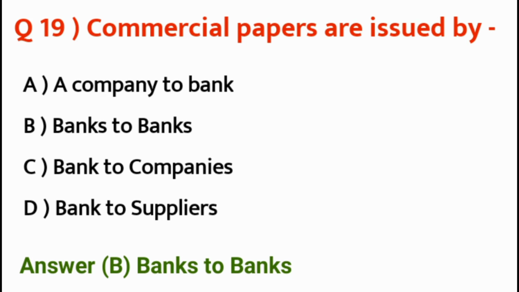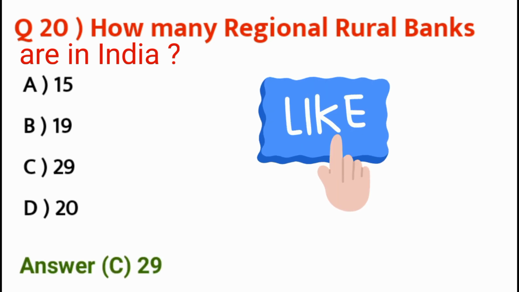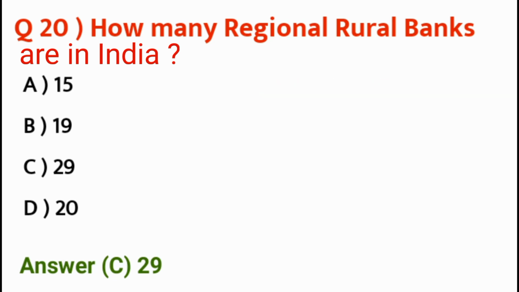Next, question number 20. How many regional rural banks are in India? So these are the options. And the correct option is option C, 29. So in our country there are 29 regional rural banks.